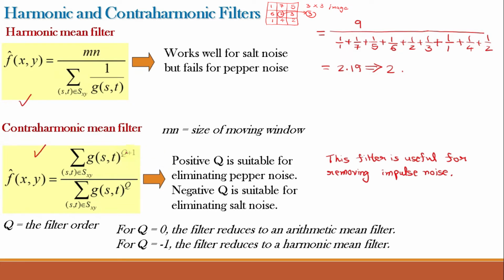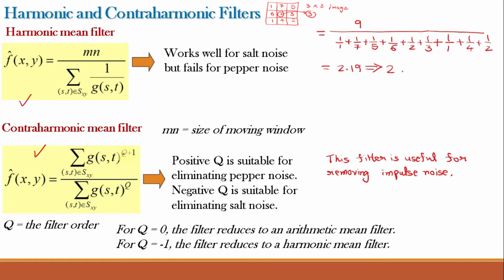Here Q is the filter order. The positive value of Q is suitable for eliminating pepper noise, and the negative value of Q is suitable for eliminating salt noise, and hence you can say that this filter is useful for removing impulse noise or salt and pepper noise. So in this equation, if you keep Q equal to 0, the filter will become arithmetic mean filter.